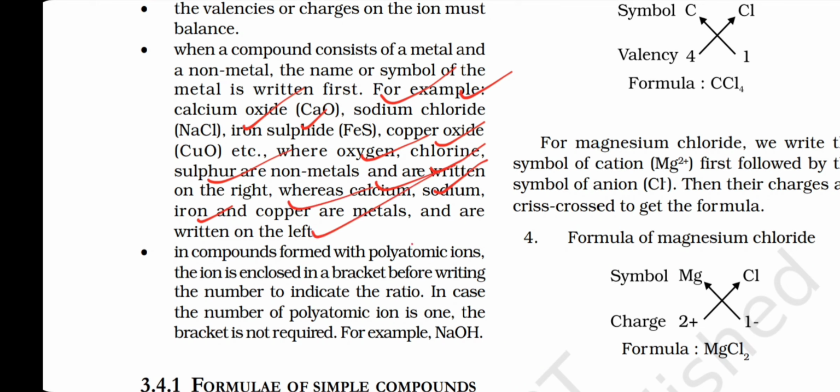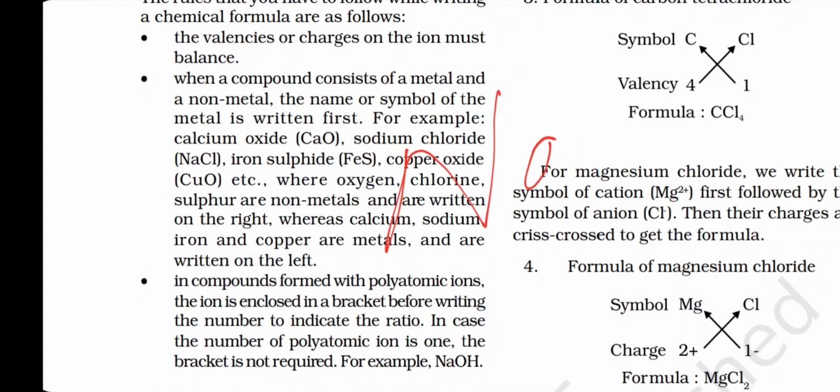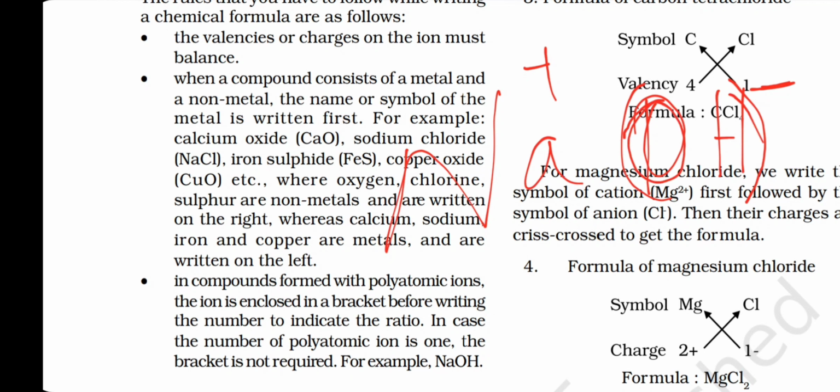In a compound with a polyatomic ion, the ion is enclosed in a bracket. Before writing the number, indicate the ratio. In the case where the number of the polyatomic ion is 1, the bracket is not required. For example, NaOH. NaOH is composed of Na plus and OH minus. The minus here represents both oxygen and hydrogen. So we have to put the bracket while forming the compound, that will be the NaOH.